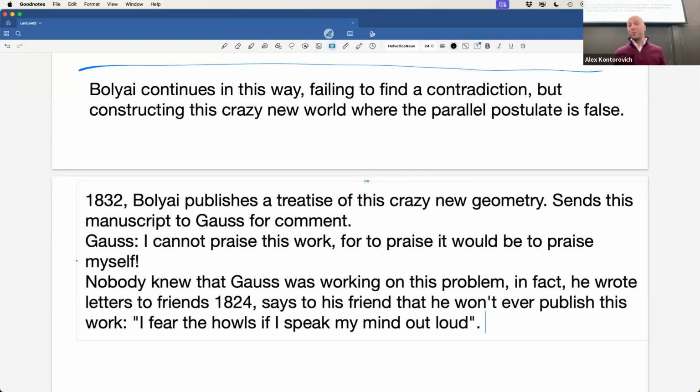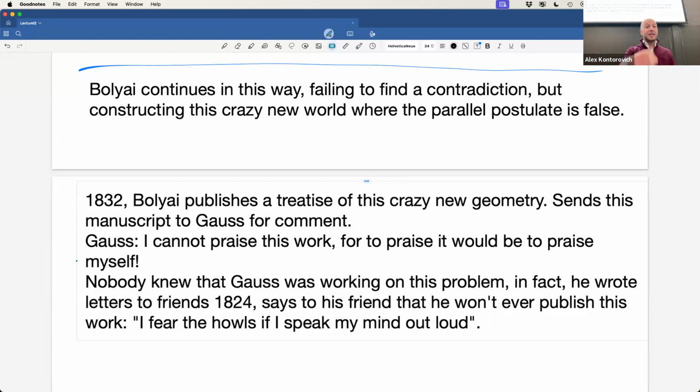So young people, Bolyai is not established. He wants to make a name for himself. He's willing to put himself out there with this crazy idea that maybe there is this other kind of geometry. And he and Gauss get into this thing where Gauss says, yeah, I thought so too, but I was too scared because I was already so established in my career. I was too scared to say anything.